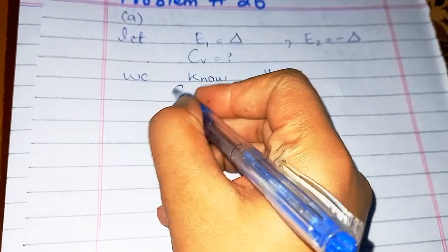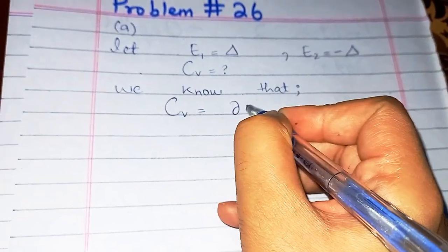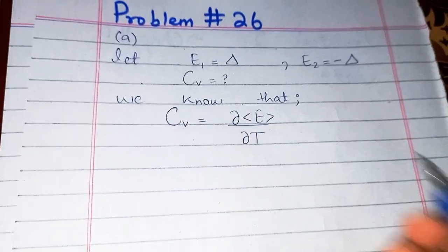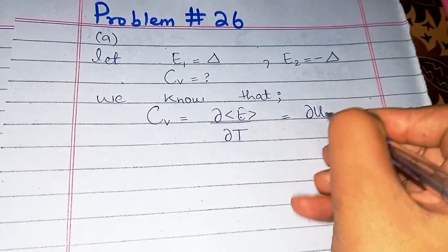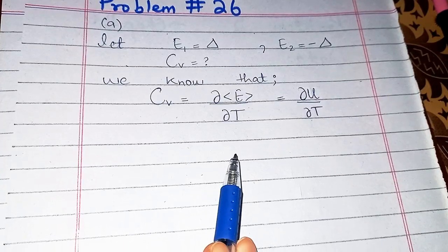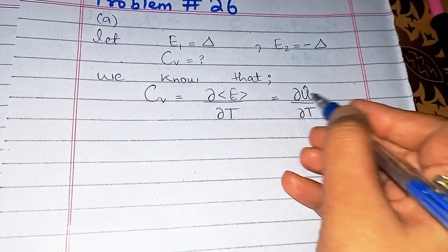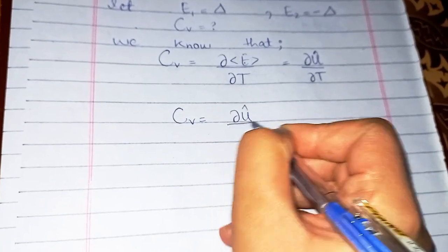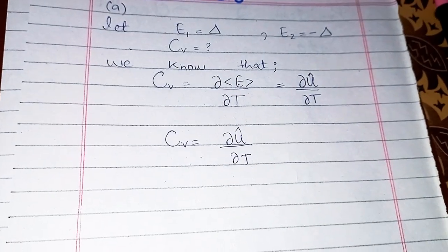Okay, so we know that heat capacity is given by this formula, partial E by partial T, where E is the average energy. You can use this symbol as well. Okay, that's fine as well. So that is the formula that we are going to use, and here U bar is the average energy, and we have to calculate the average energy beforehand to find out heat capacity.